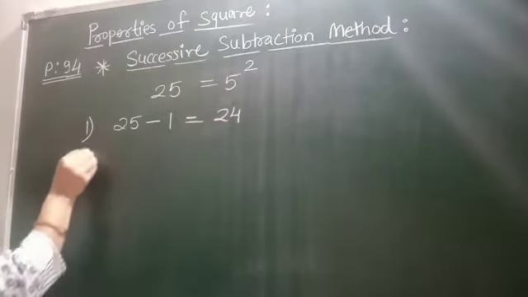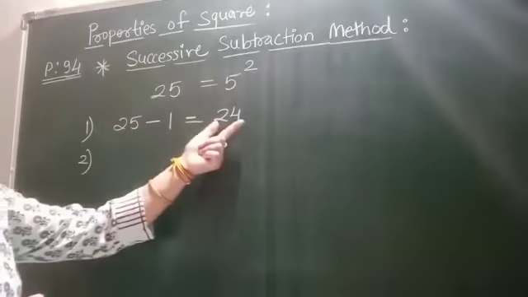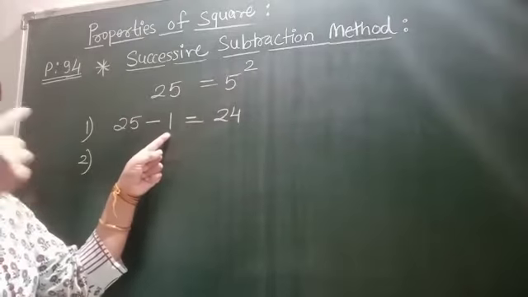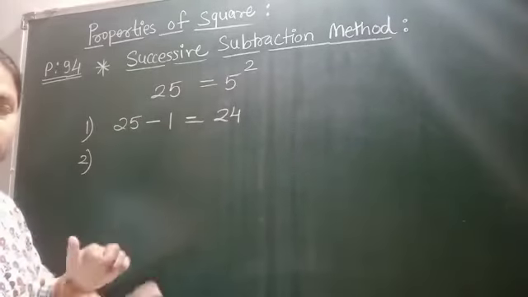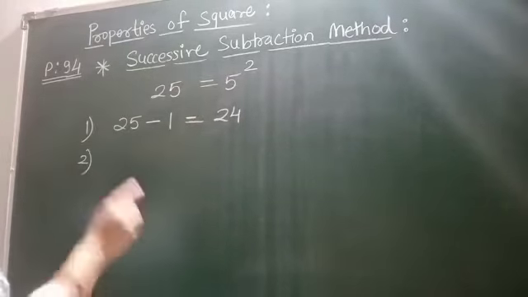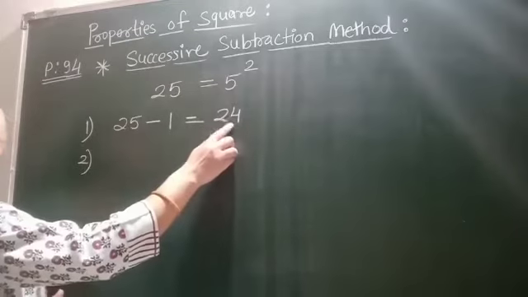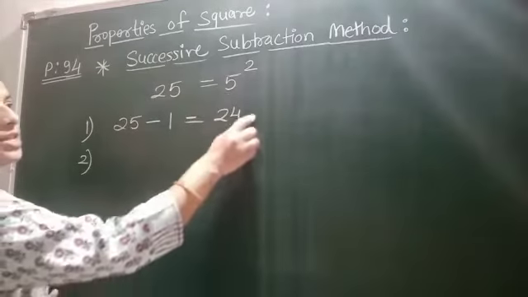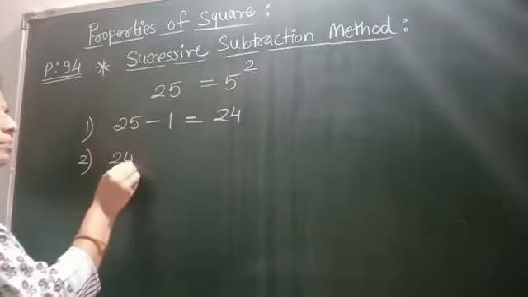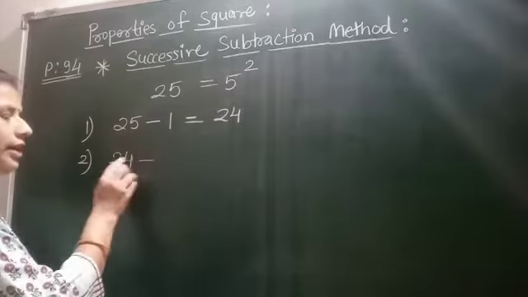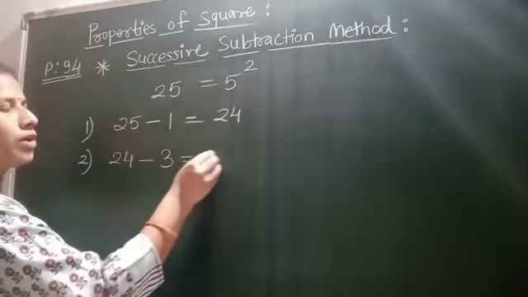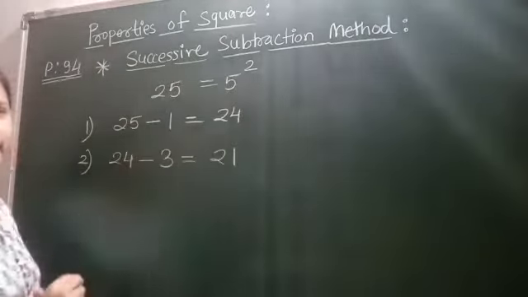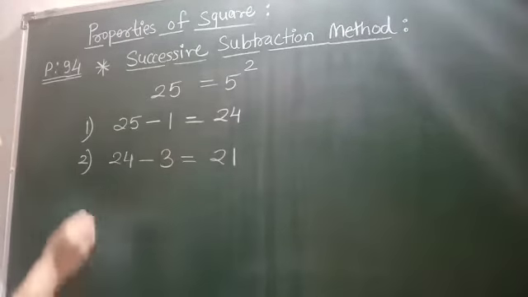In step number 2, now we will subtract the odd number that comes after 1. Which odd number will come? Yes, 3. Now we will subtract 3 from this 24. Since our answer is 24, we will subtract 3 from this 24. What will we get? Yes, the subtraction will be 21.